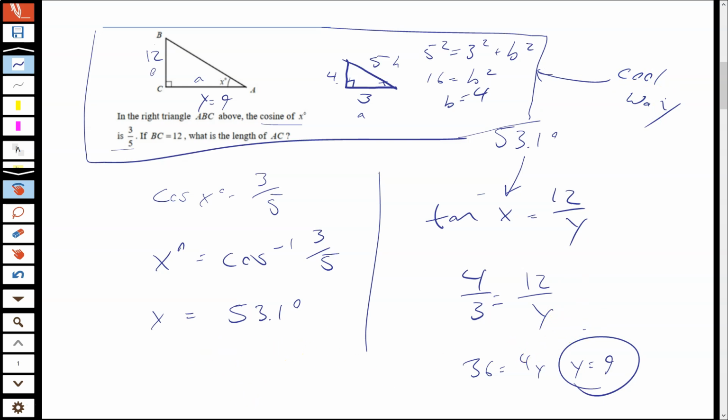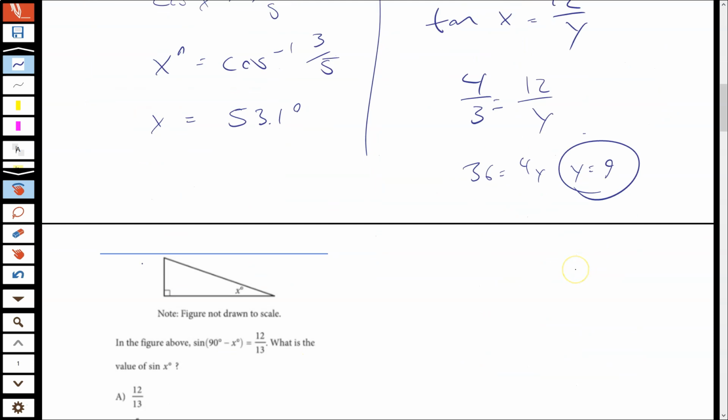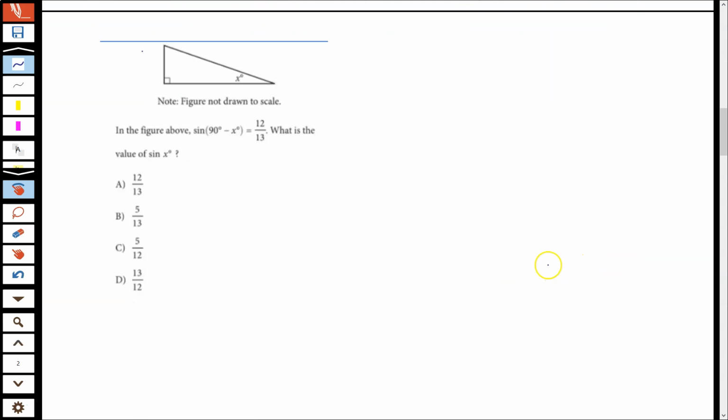Okay, moving along. This one I think is the toughest one, right? So it gives you a right triangle, and it doesn't even give you, the last one we had enough information to figure out our x right off the bat. It doesn't even give you that. It says sine of 90 degrees minus x equals 12 over 13. Right? And you're like, well, that doesn't even help me that much, right? Because I don't know what x is, so I can't figure out this value of sine here. So you really have to think about this one.